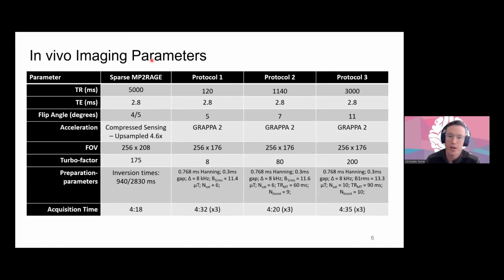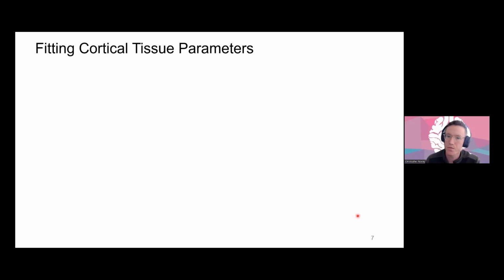Quickly going through, we did some in vivo imaging. We had 2 subjects scanned with 3 different protocols for ihMT. For MT-SAT imaging, you need a T1 and an M0 map, so we used an MP2RAGE to get those values. The main difference between these 3 protocols was that we increased the TR to look at the different parameters we're interested in, as well as increasing the turbo factor from 80 to 200, and with that also increasing the saturation. But all of these images are acquired right around that 4.5 minute threshold that we set for the study.